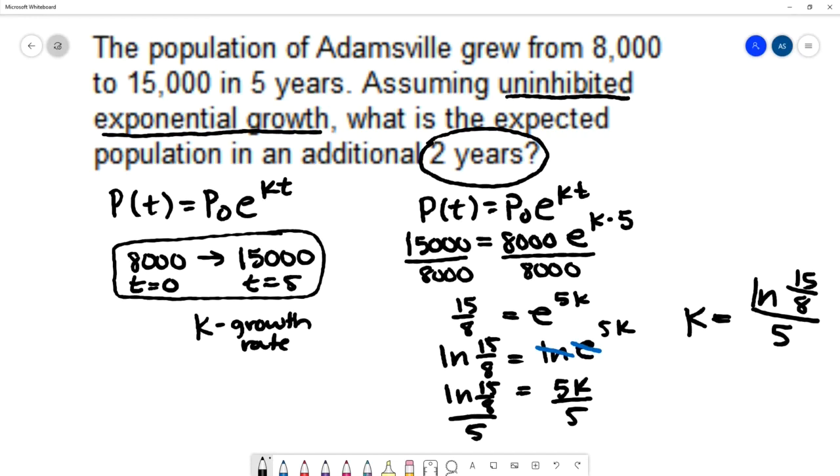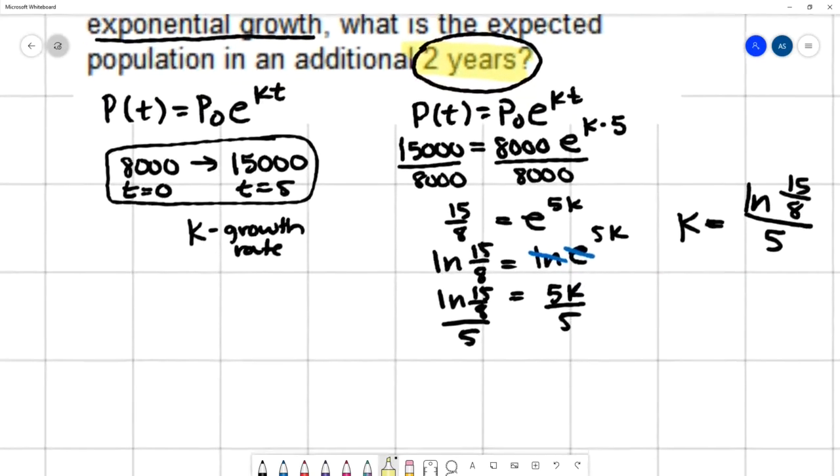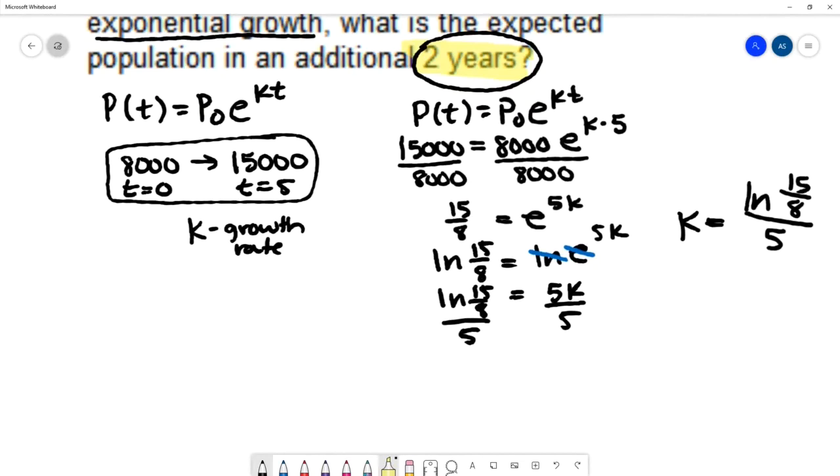And now that we know that growth rate, we can answer this question. What is the expected population in additional 2 years? And we have 2 different ways we can go about calculating this. So if we start off with 8,000, we're going to grow to some unknown population.